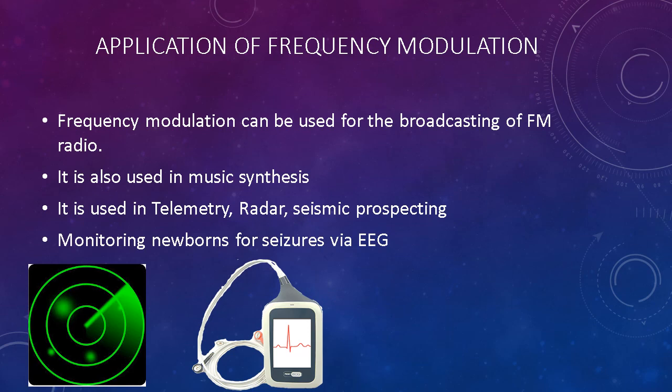It is used in telemetry, radar, seismic prospecting. Telemetry is related to earthquakes. If an earthquake happens, they will measure on the Richter scale how strong the earthquake was. Radar is especially used in aircraft systems, where they locate objects outside the plane. It is also used in monitoring newborns for seizures via EEG, and to monitor the heart rate. The signal that we use is nothing but frequency modulation. These are the applications of frequency modulation.